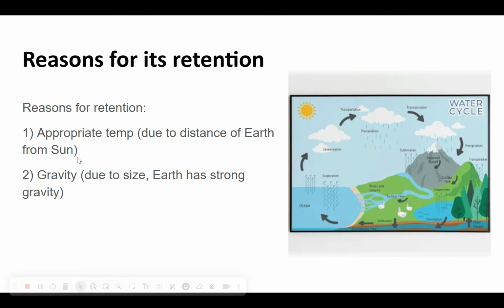Reasons for its retention, we already talked about a little bit, is the appropriate temperature of this planet due to the distance of Earth from the sun. We'll get into this again in the next point of information. And the idea of gravity. Earth has a strong gravity, and it pulled those water molecules down towards its surface as the planet was forming.